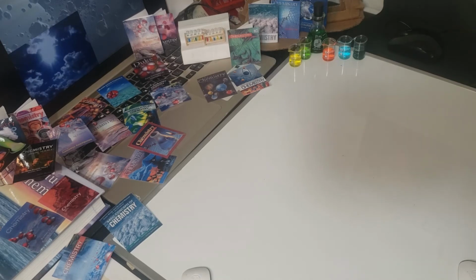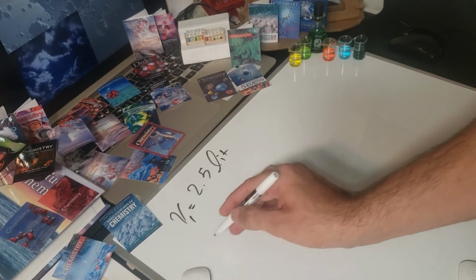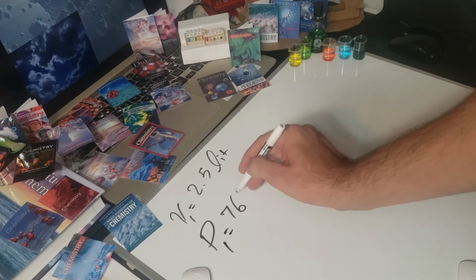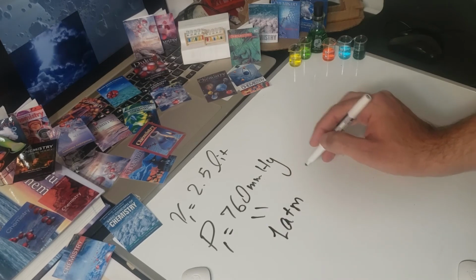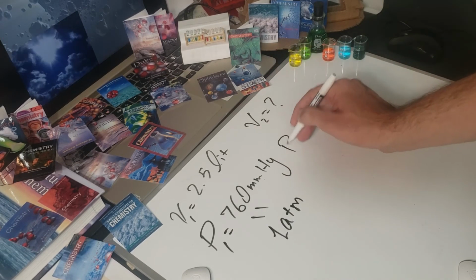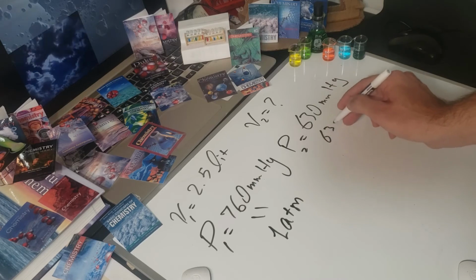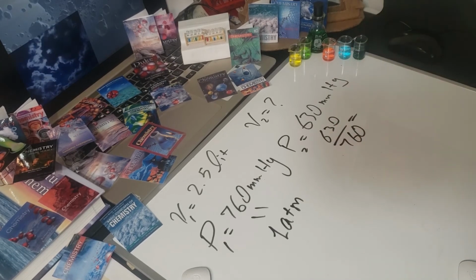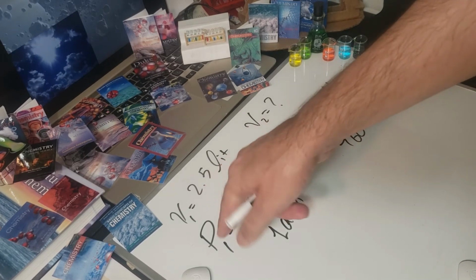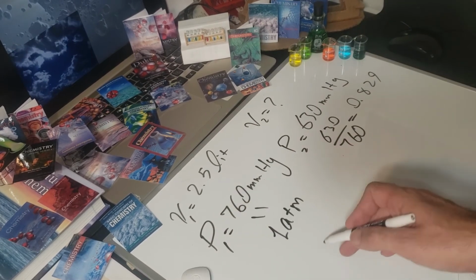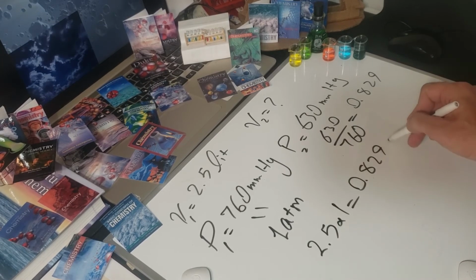Let's do this one. It says a volume of a sample is 2.5 liters and the pressure is 760 millimeter Hg. That's exactly 1 atm. What would be the volume if the pressure is 630 millimeter Hg? So 630 divided by 760 would be my final pressure. That's 0.829. And I have to do P1 V1 because that's P and V that's changing again. So that's 2.5 times 1 equals 0.829 times V2.